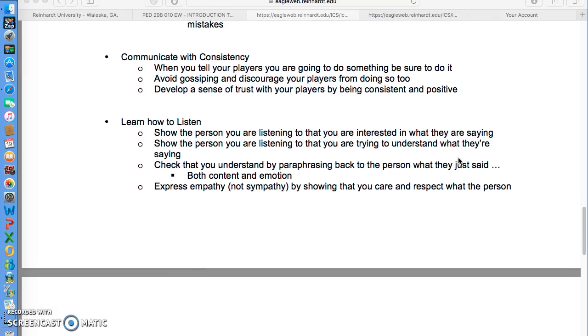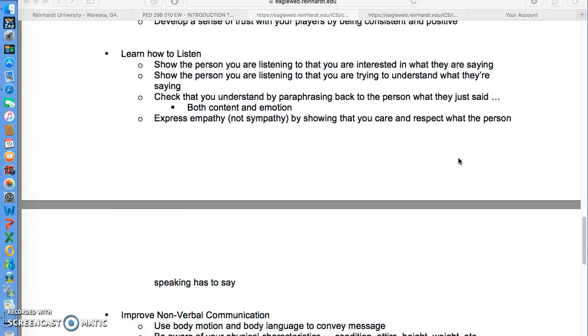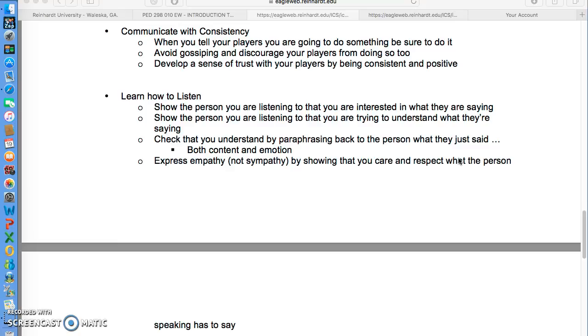A big one is learn how to listen. That to me is one of the biggest things about coaching. You can learn so much from other coaches and athletes if you'll just shut up and listen to them, honestly. And you have to be able to empathize with them, and that's hard sometimes, because sometimes you don't care what they have to say. You're tired of hearing their excuses, when really sometimes all they need is for you to act like you care and show them that you care and respect them, and it changes the whole relationship.